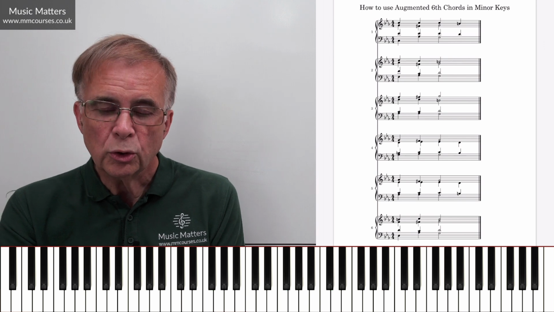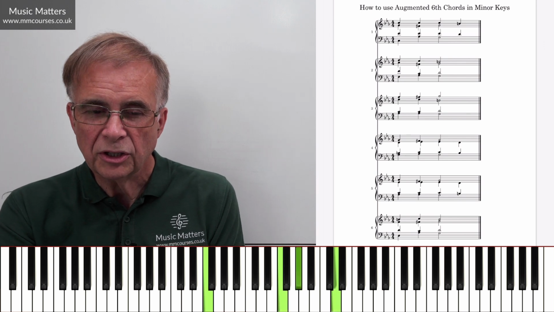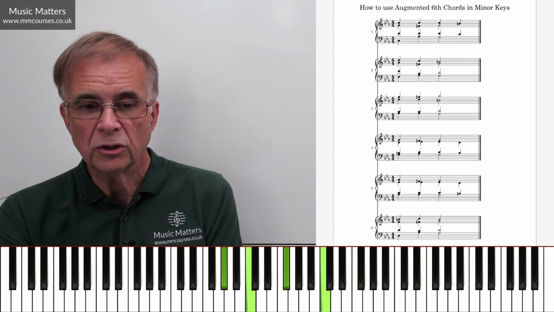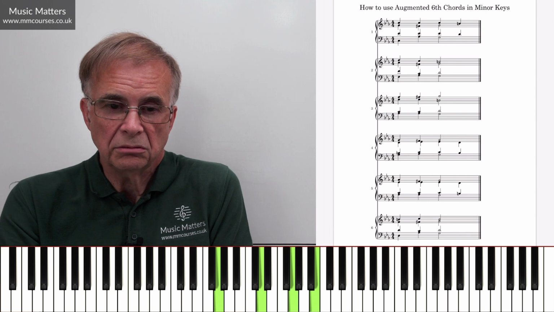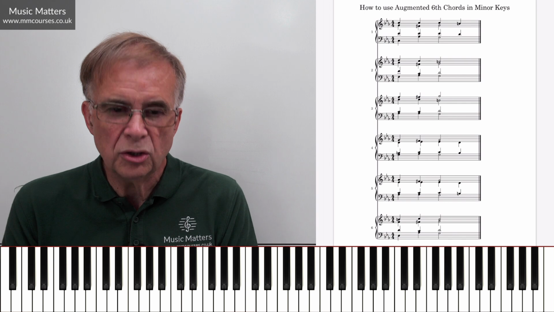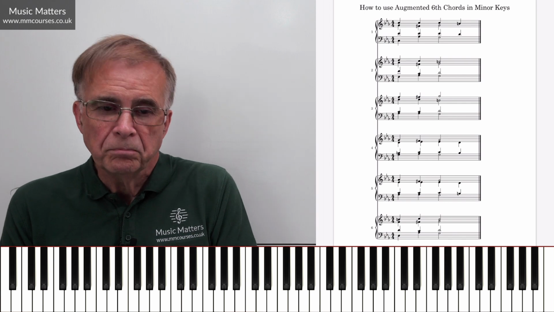So I'm going to use a chord 2 in first inversion, then I'm using an Italian 6, and this time I'm going straight to chord 5. Just to show you that you can use the 1 in second inversion before the 5 or go straight to the 5. There we go.